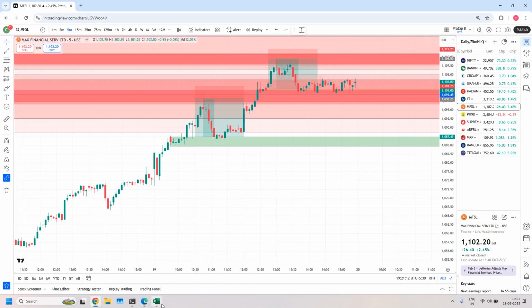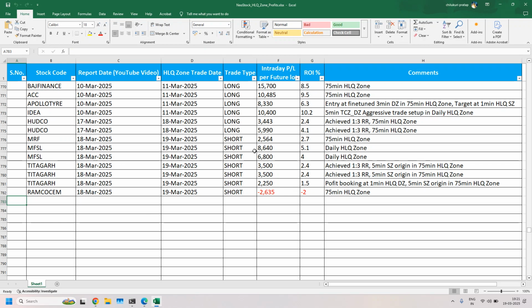So this is the way Max Financials has given two successful trades. The first trade has given you 8,640 rupees profit, which is 5.1% ROI as per one futures margin cost. The second trade gave you 6,800 rupees profit, which is 4% ROI as per one futures margin cost. But both these trades are based on fine tuning the entries, so that you get 1:3 RR till your 15 minutes target zone. And when you fine tuned, luckily in both the fine tuned areas you got the trades. Prices reached till that and you got the trades.